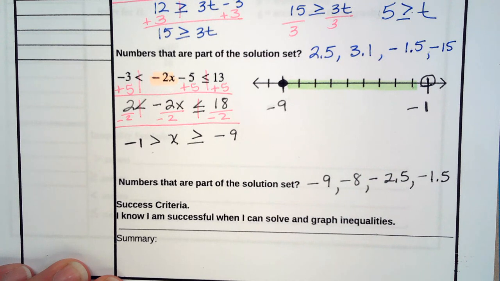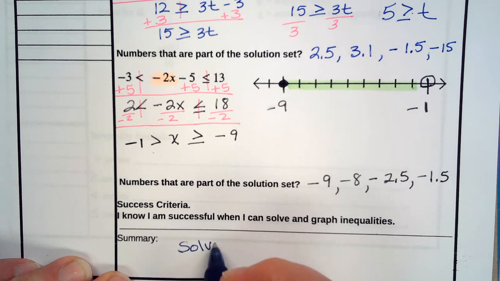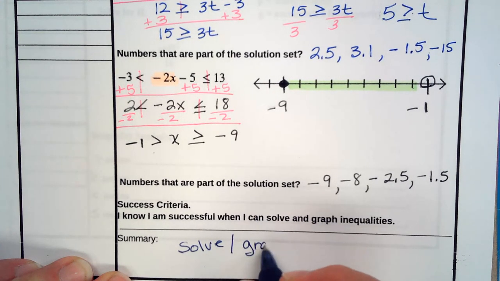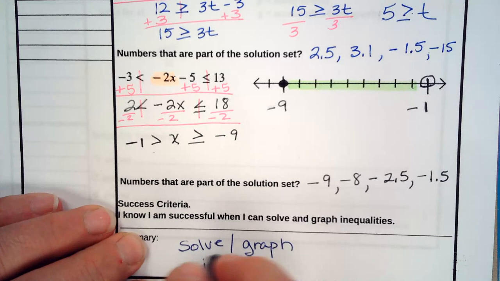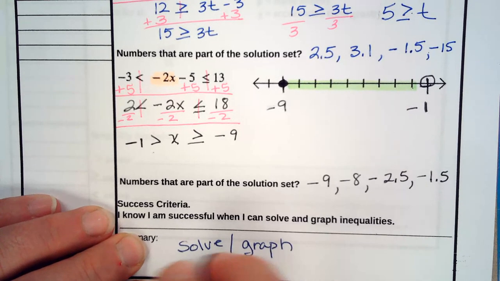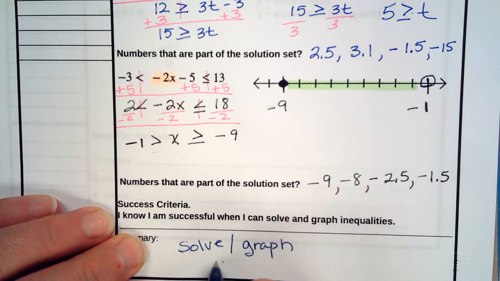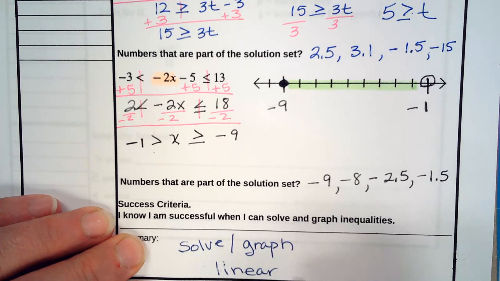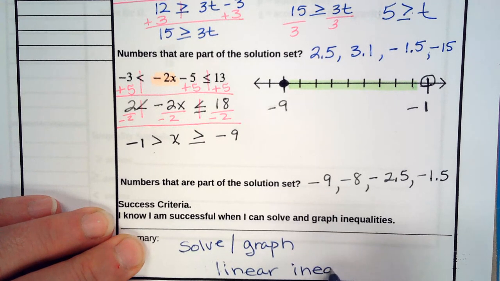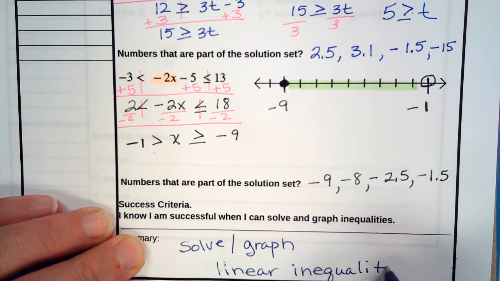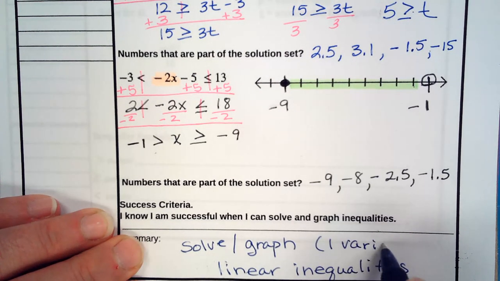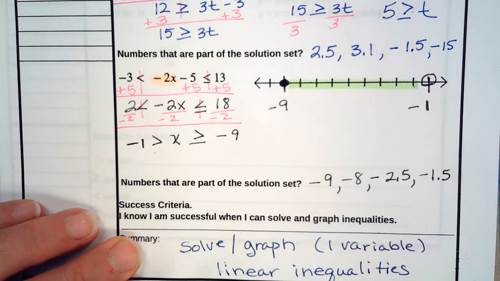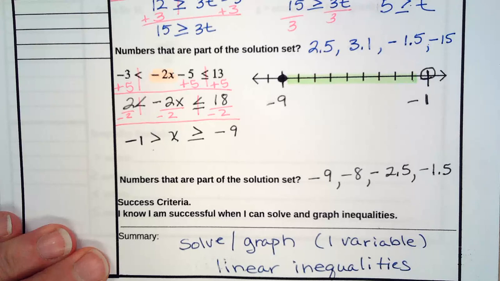I know I'm successful when I can solve and graph inequalities. And these one variable inequalities are considered linear. One variable will be on a number line. Two variables will be on the Cartesian plane.